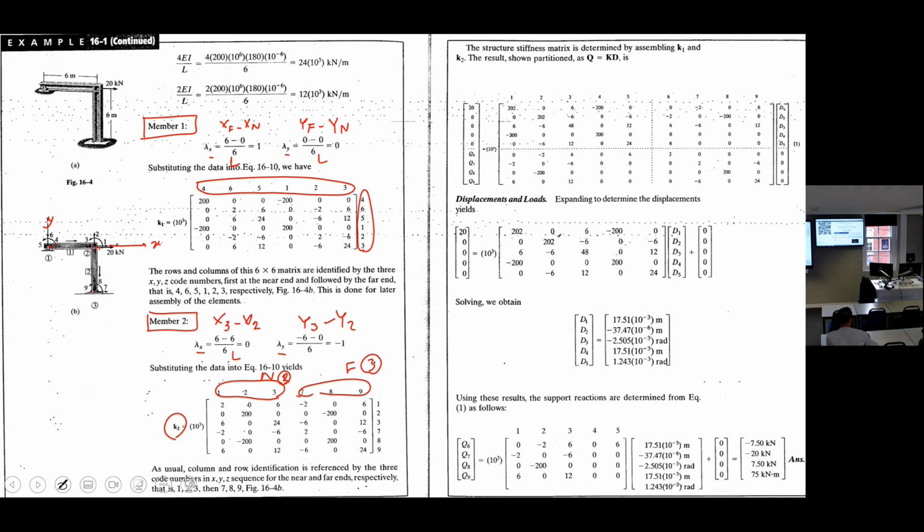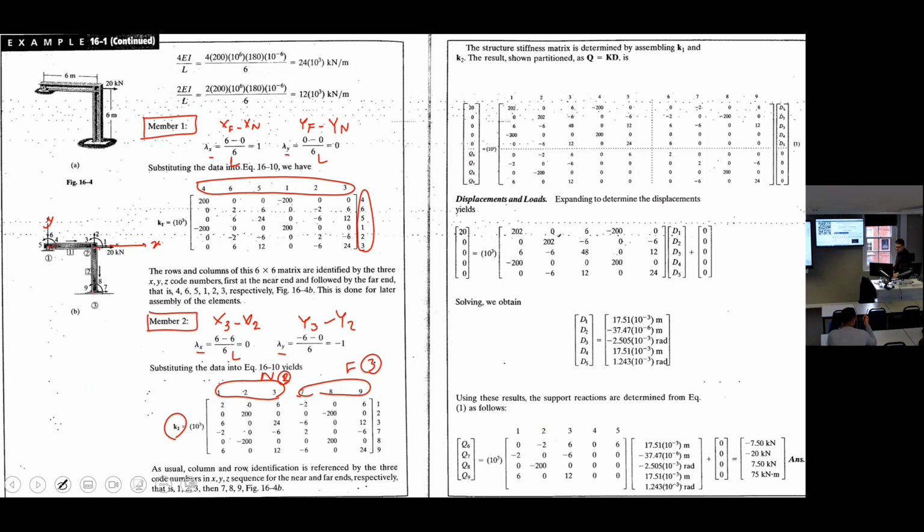So we have K1 and K2. We have our hints here just to see which degrees of freedom those numbers are associated with. And we want to combine these two to come up with the stiffness matrix of the whole structure, right?